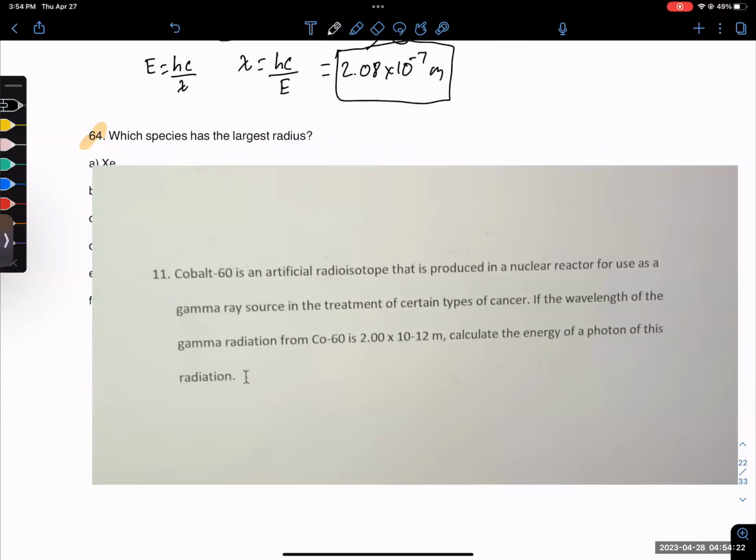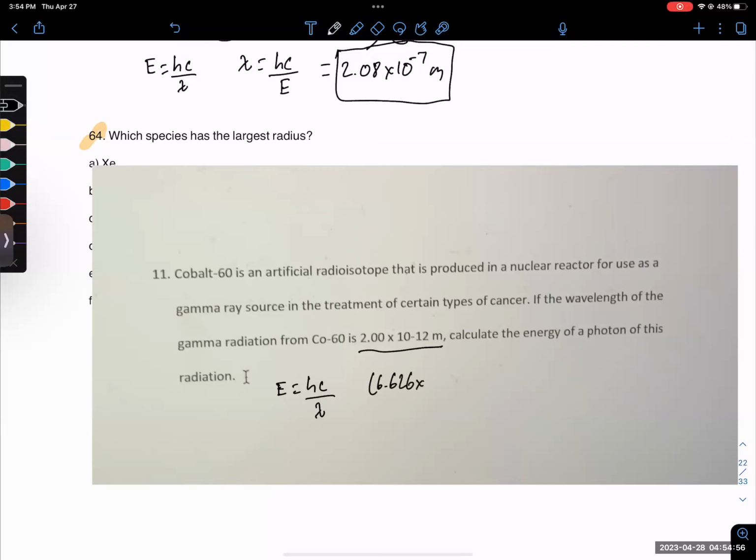All right, this is the one that Rich is about to attack. Cobalt-60 is an artificial isotope. If the wavelength of gamma radiation is 2 times 10 to the minus 12 meters, calculate the energy of a photon from this radiation. So it gives us wavelength. What equation do we use? E equals HC over lambda. Our wavelength is in meters already, so do we need to do anything? No. So we can just plug it straight in.